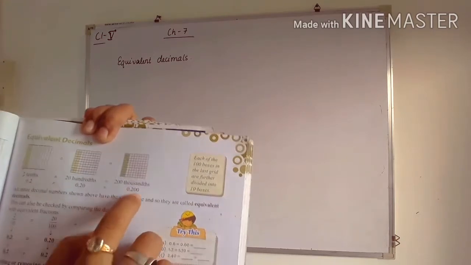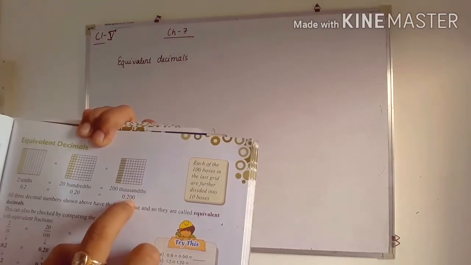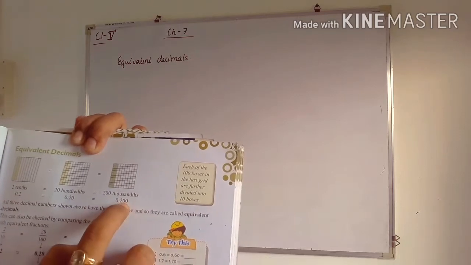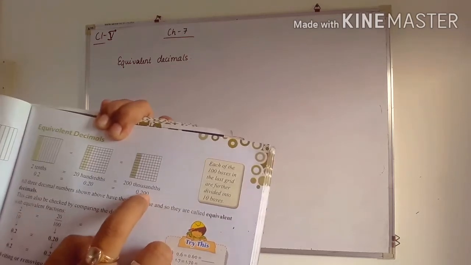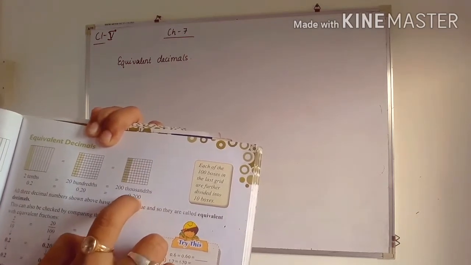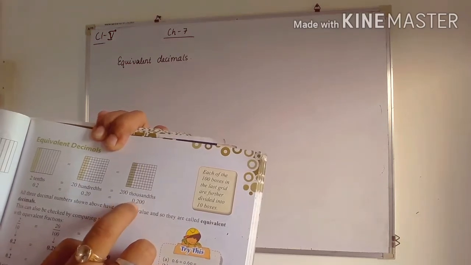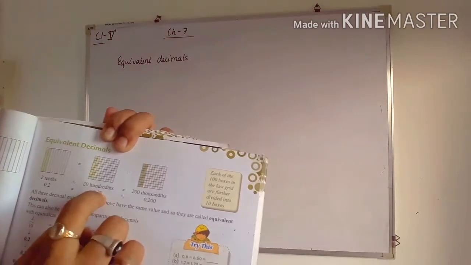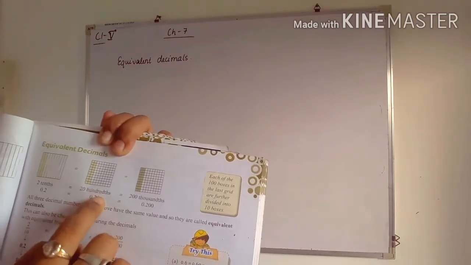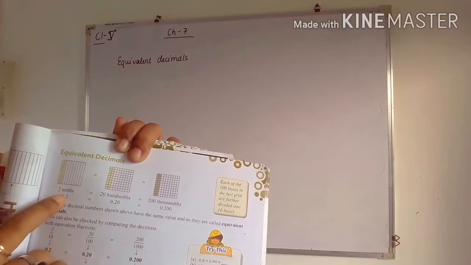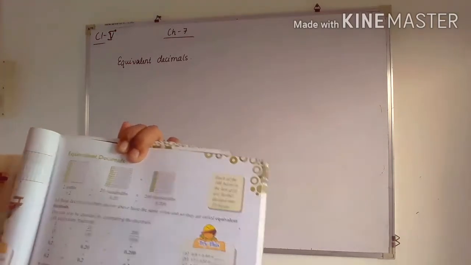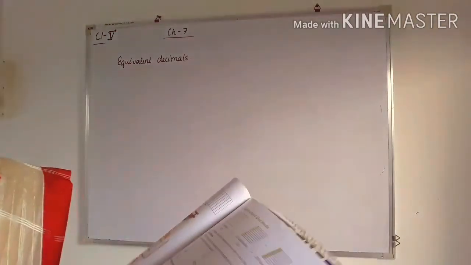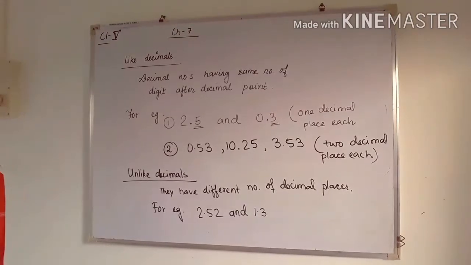If you remove the 0, what will the number become? See here, in 0.200 we can remove the 2 zeros that are written at the end. After removing the 2 zeros you will get 0.2, which is the same as the first number. Similarly here also, after removing the end 0 you will get 0.2, the same as the first one. So these are called equivalent decimals.